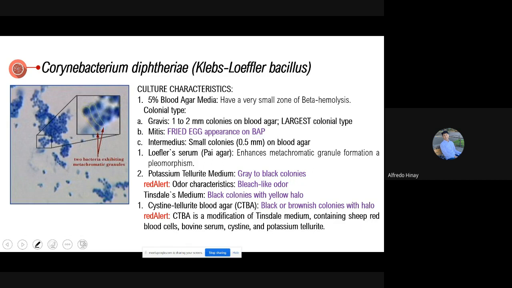Okay, next you have your Tinsdale medium, which will also produce black colonies with yellow halo. And also you have your cysteine tellurite blood agar or CTBA. Black or brownish colonies with halo class. Take note that your CTBA is a modification of your Tinsdale medium, containing sheep red blood cells, bovine serum, cysteine at saka potassium tellurite. So yung kaibahan lang ni CTBA sa Tinsdale medium class is with the inclusion of your cysteine.